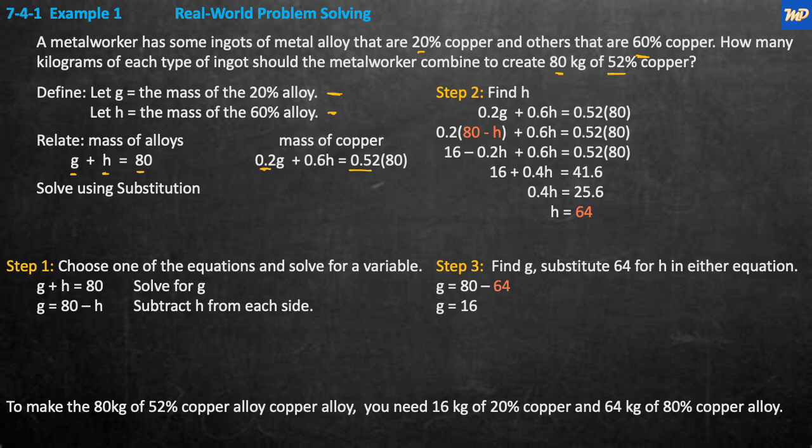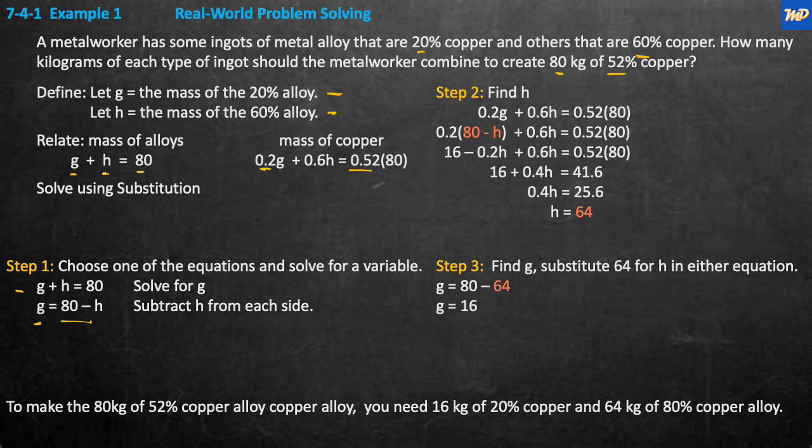So solve using substitution. First, choose one of the equations to solve for a variable. We're going to choose the easy one, G plus H equals 80. That's easy because we solve for G and subtract H from both sides. So we get G is equal to 80 minus H. Now once we find H, we'll know what G is in the end.